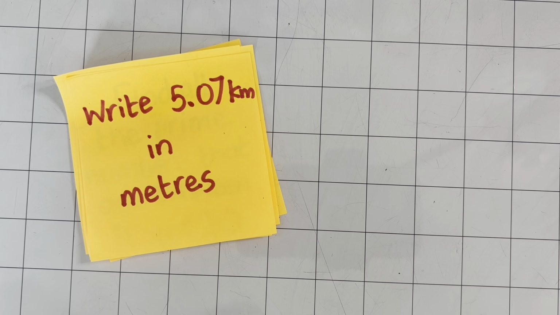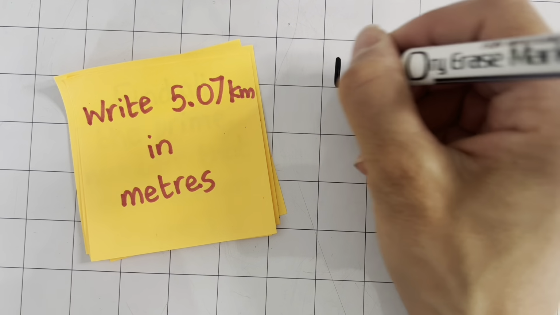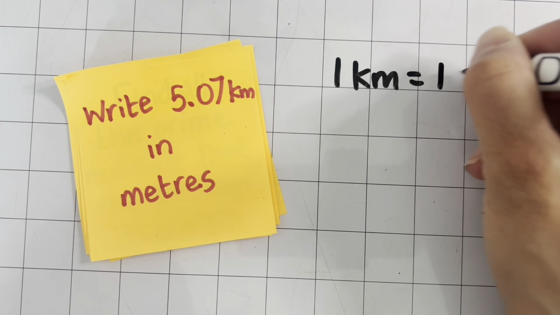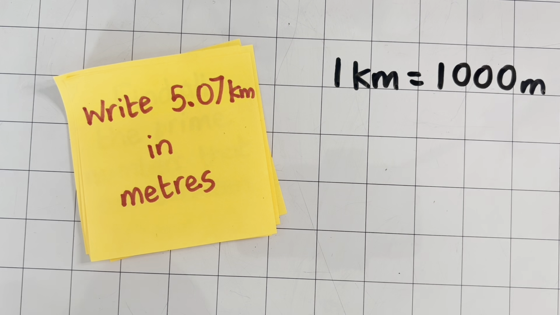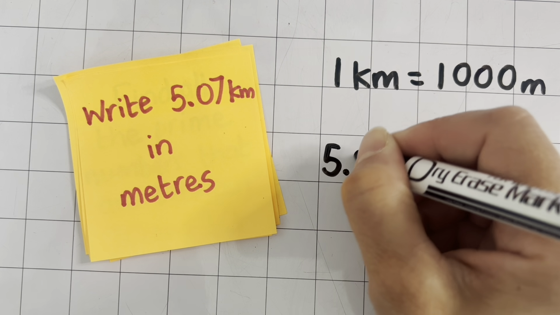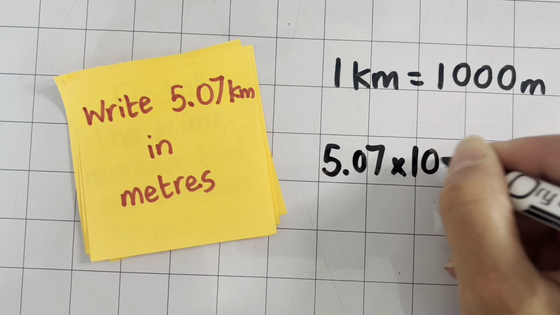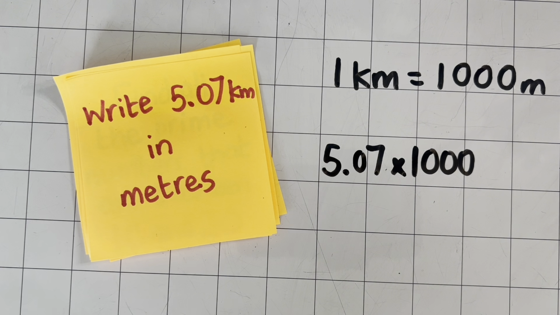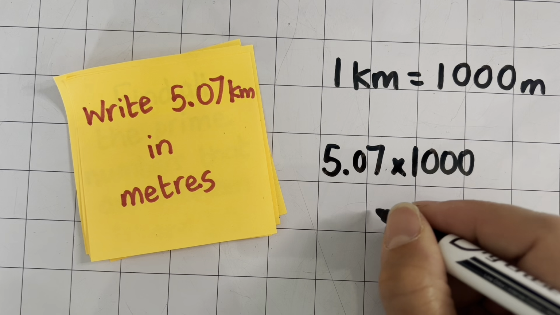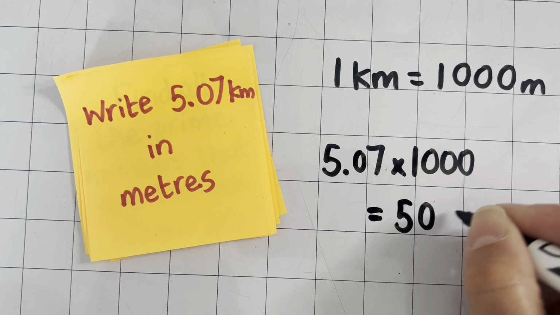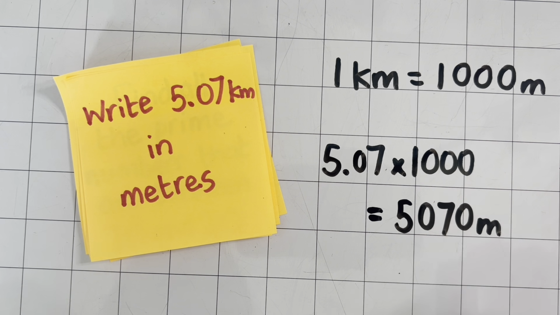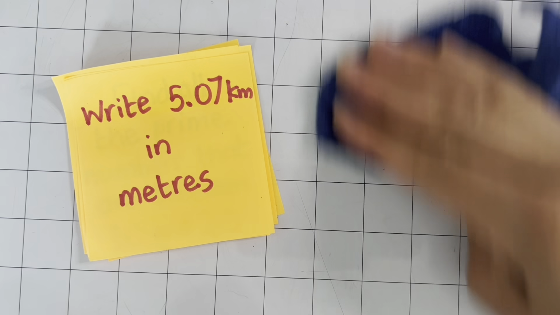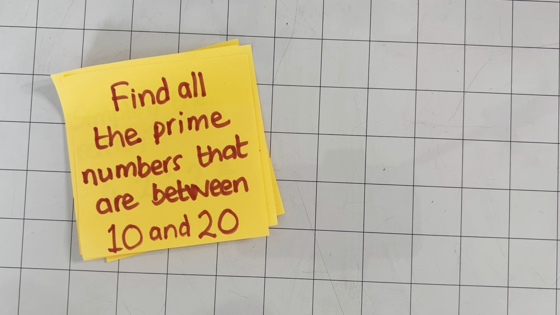Question 5 asks us to write 5.07 kilometres in metres. And we know 1 kilometre is the same as 1,000 metres. So we need to do 5.07 times 1,000, which will give us 5,070 metres.